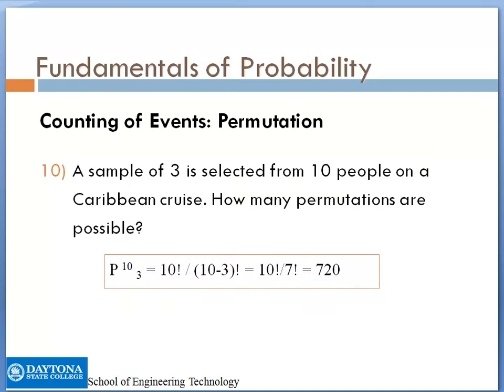Permutation, another counting of events rule. A sample of 3 is selected from 10 people on a Caribbean cruise. How many permutations are possible? So you have 3 out of 10. This is a permutation because they can be arranged differently, and the order matters. So what you do is it's 10 factorial divided by (10 minus 3) factorial. So this is 720 possible permutations.